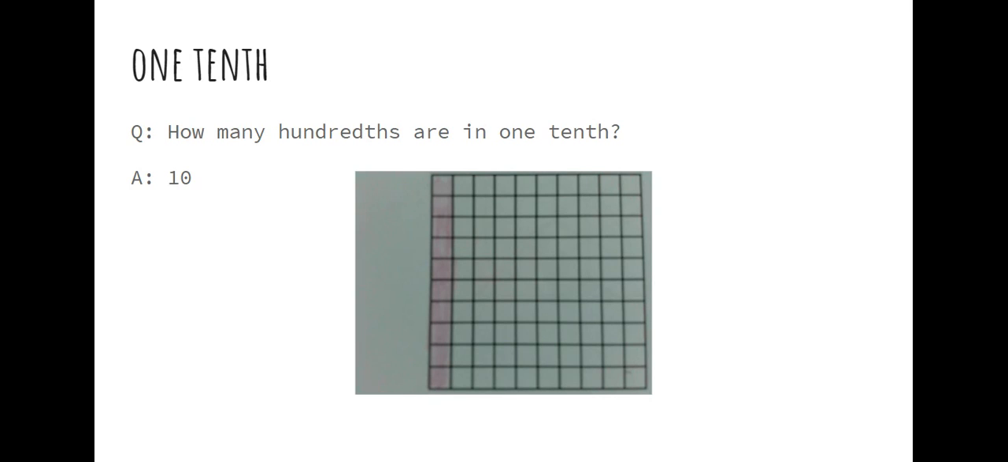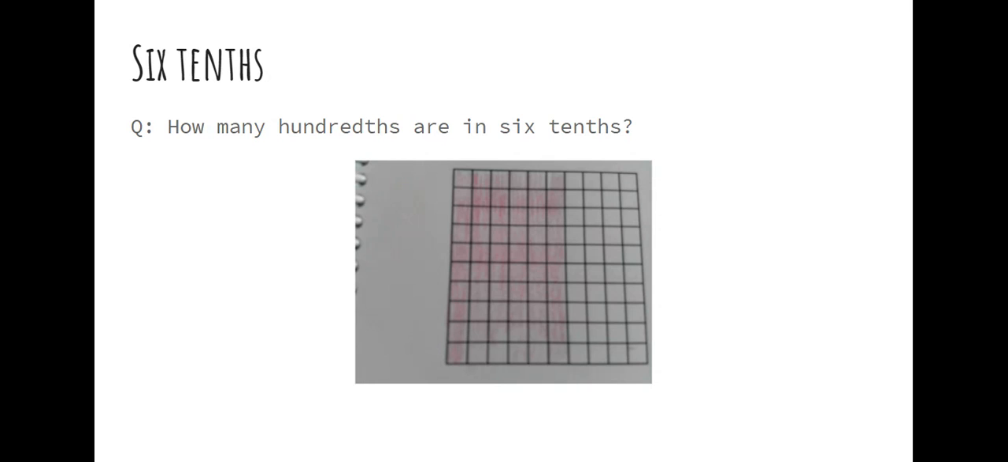So here I have a 100 grid, so it's one square divided up into 100 boxes. And what I did was I shaded just one column, which represents 1/10 because there are 10 columns in this picture. And if I shade one whole column in, or 1/10, and I ask myself how many hundredths are in that 1/10, you can count very quickly and see that there are 10. So in 1/10, I have 10 hundredths.